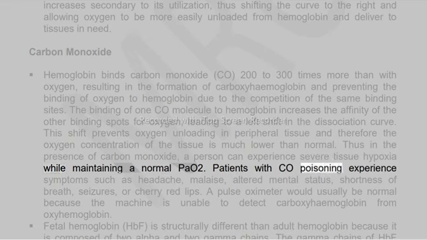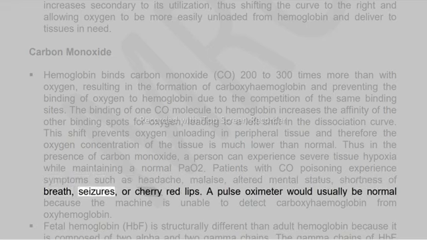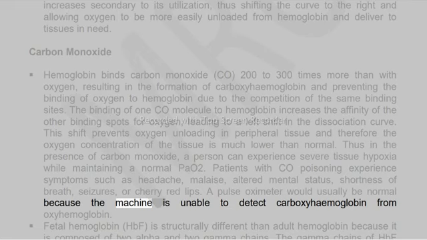Patients with CO poisoning experience symptoms such as headache, malaise, altered mental status, shortness of breath, seizures, or cherry red lips. A pulse oximeter would usually be normal because the machine is unable to detect carboxyhemoglobin from oxyhemoglobin.